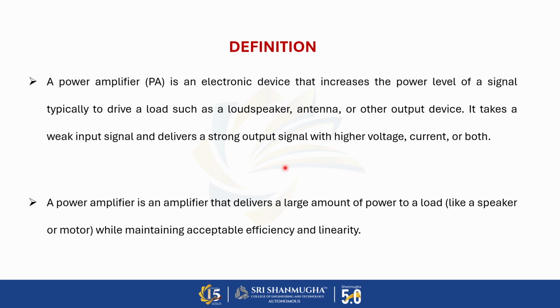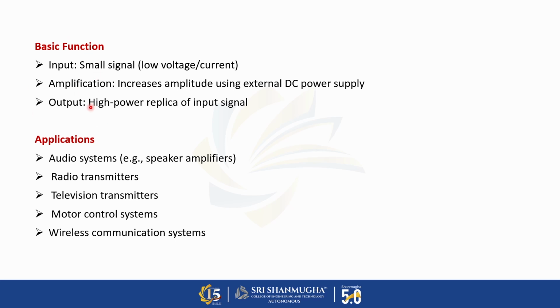So the power amplifier, depending on the input and output level of the amplifier circuit, is classified into 5 types. So this is the basic function. At the input signal, we are applying only a small signal as an input. Either it may be a voltage or it may be a current. In the amplification process, it increases the amplitude by using an external DC supply, and at the output side, we are getting a high output power level at the power amplifier circuit.